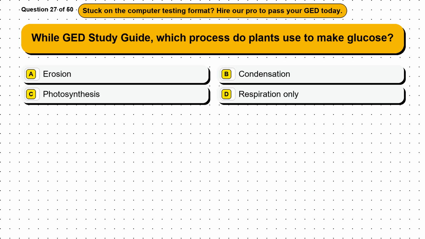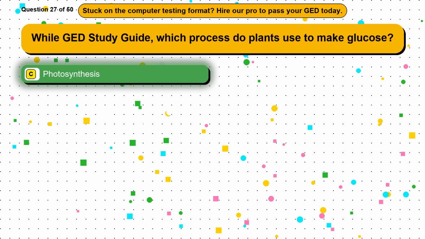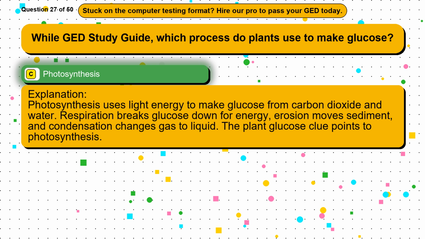Question 27. While GED Study Guide, which process do plants use to make glucose? Option A, erosion. Option B, condensation. Option C, photosynthesis. Option D, respiration only. The correct answer is option C, photosynthesis. Photosynthesis uses light energy to make glucose from carbon dioxide and water. Respiration breaks glucose down for energy, erosion moves sediment, and condensation changes gas to liquid. The plant glucose clue points to photosynthesis.